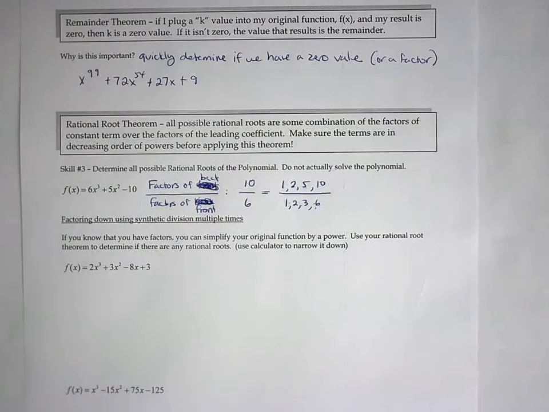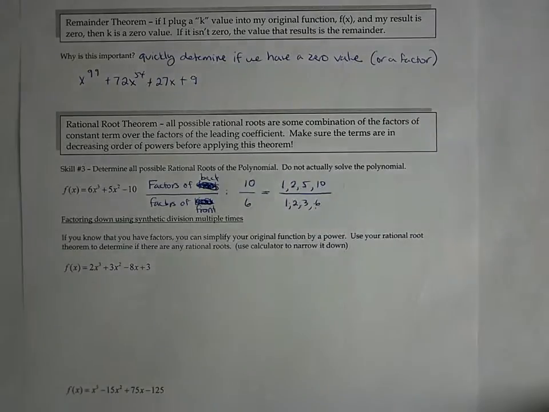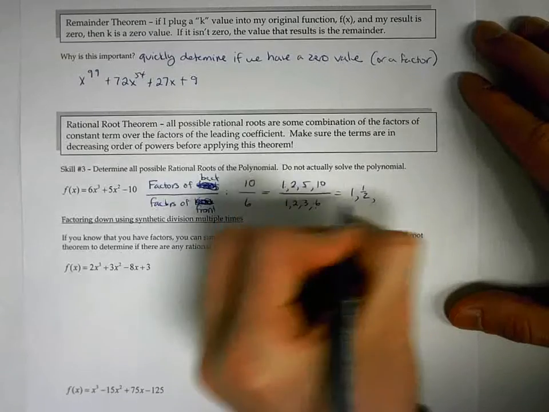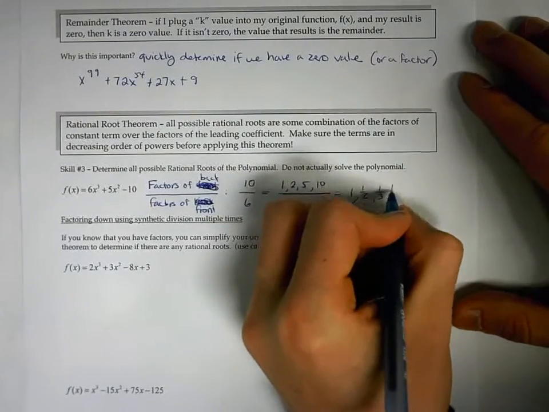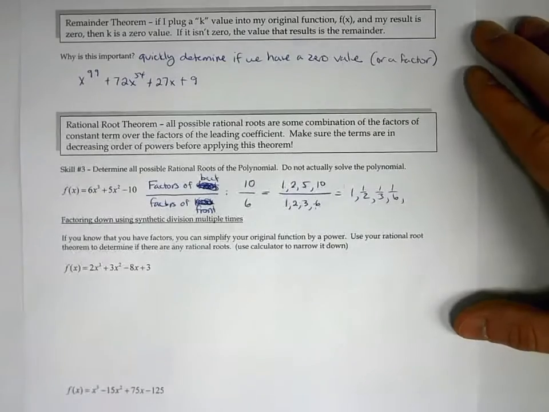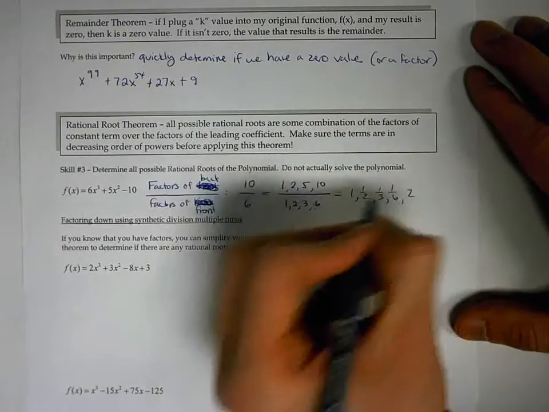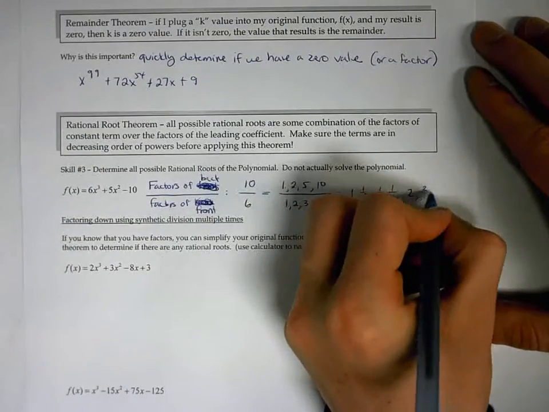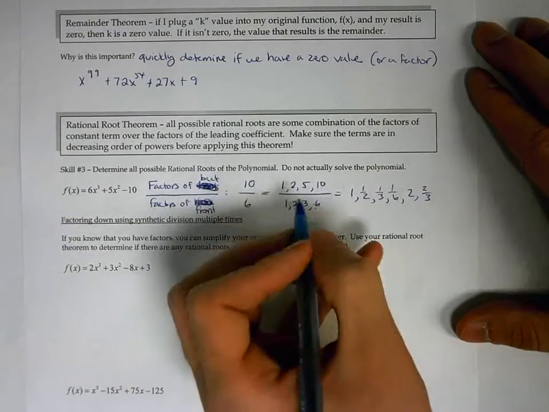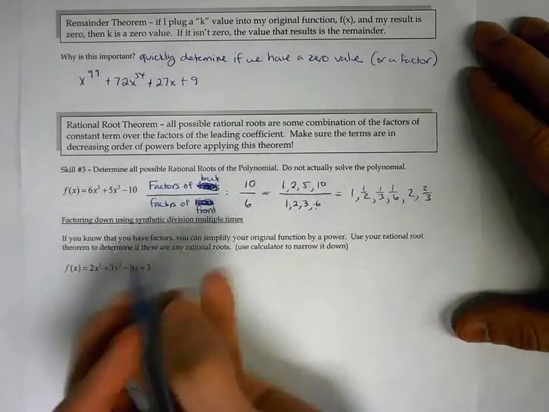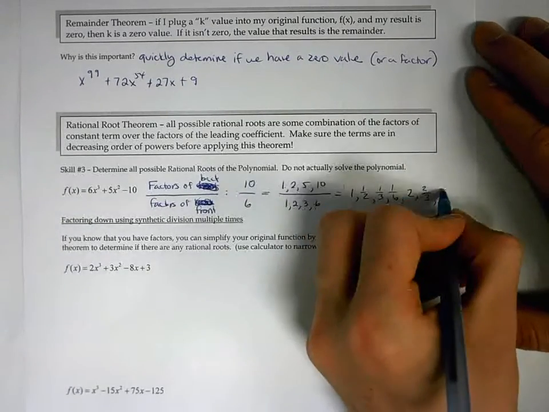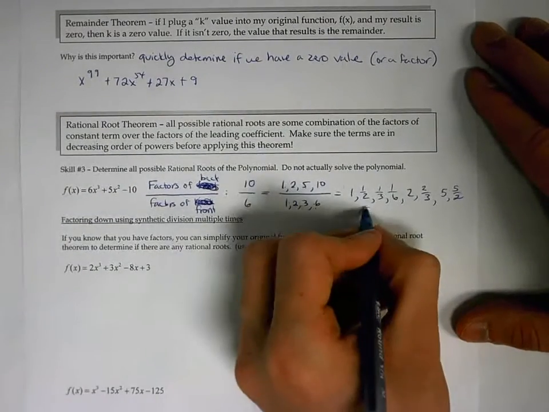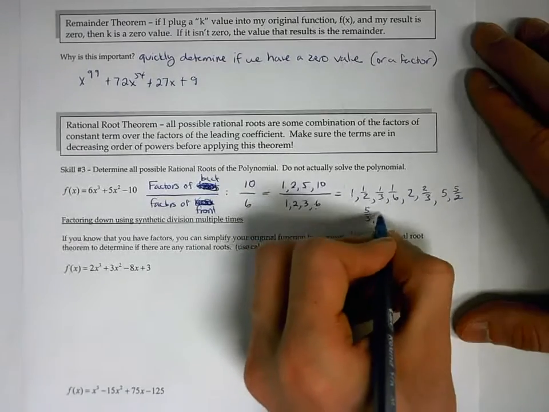So if I were to list out all the possible combinations here, I would have 1 over 1, which is 1, 1 over 2, 1 over 3, 1 over 6. And then I would have 2 over 1, 2 over 2, which we already have written as 1, 2 over 3, and then 2 over 6, which is the same thing as 1/3, so I'm not going to write that again. Then I've got 5 over 1, 5 over 2, 5 over 3, and 5 over 6.